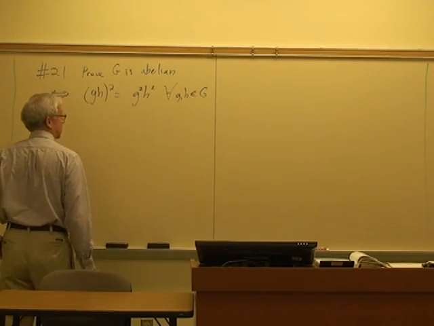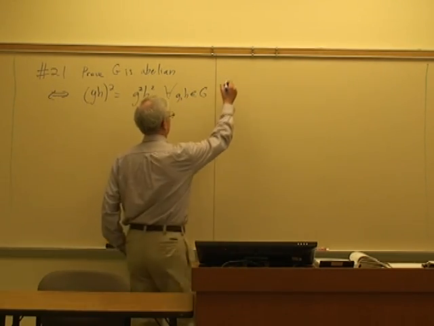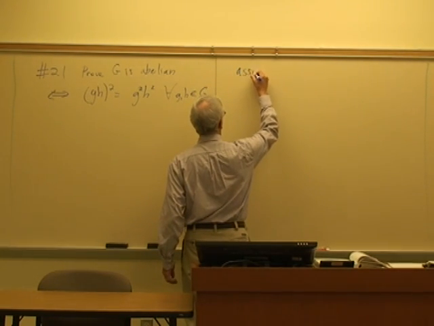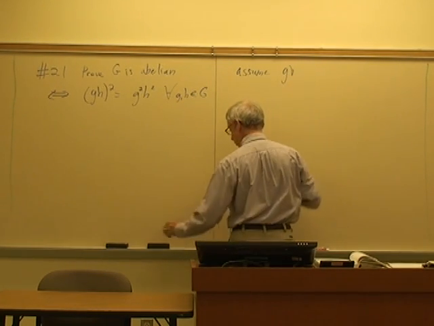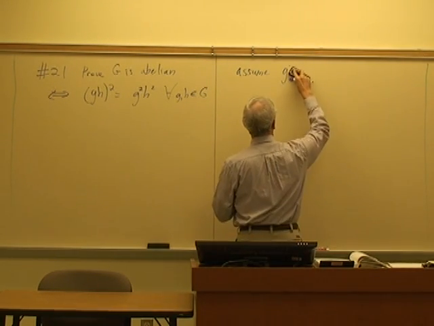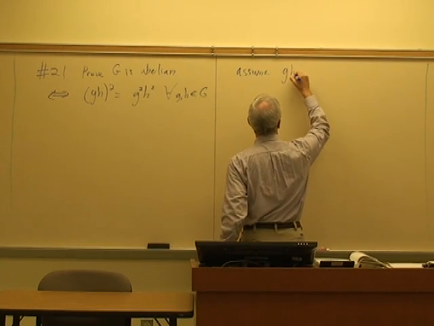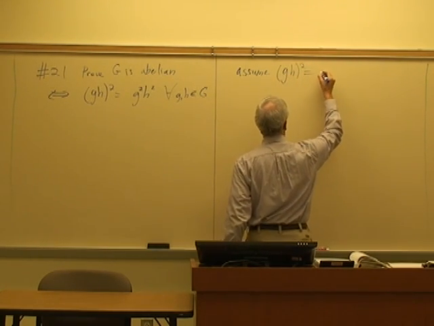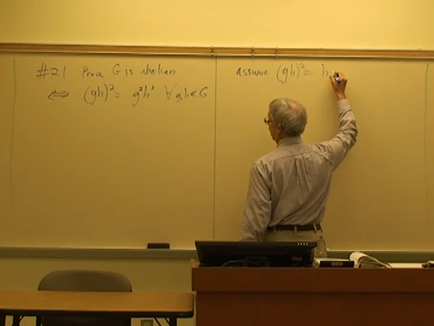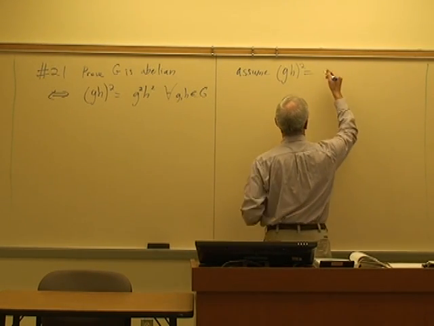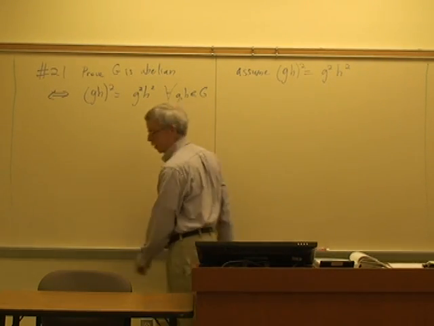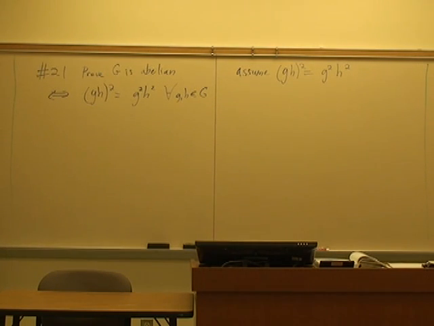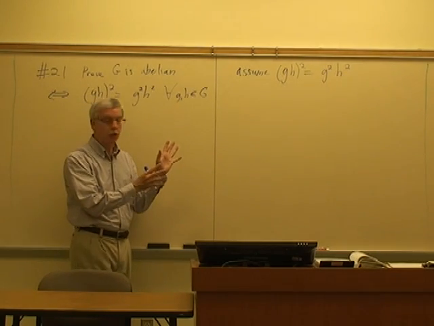So let's first assume, I'll start the proof over here, that (GH) squared is equal to G squared H squared. I want to show that that means the group's abelian. Well, by definition of all these squares, this is a shorthand notation.